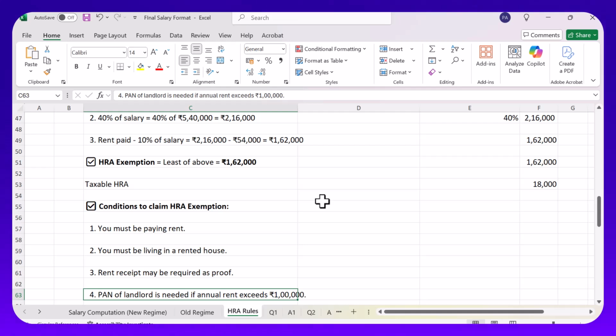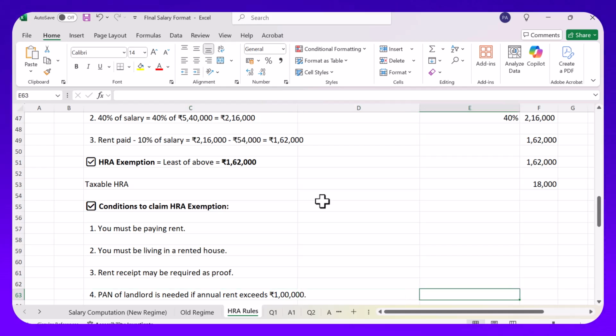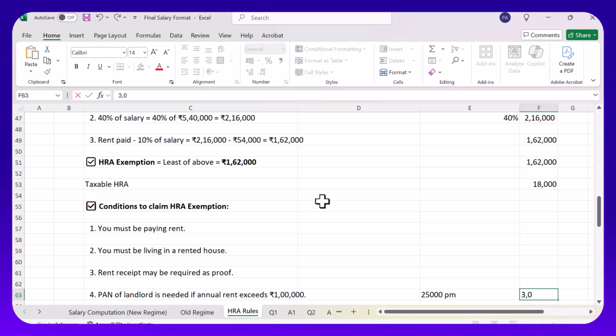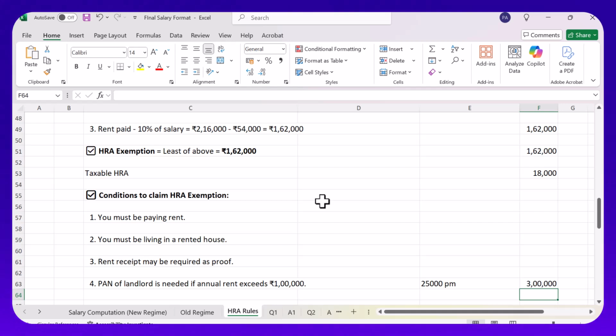Suppose you are staying in an accommodation where you are paying 25,000 rupees rent. Would you require a PAN for the landlord or not? Nidhi, I'm asking this question. Suppose you are paying 25,000 per month. Then it will come to 3 lakh rupees. The rent will be 3 lakh. So that means you have to get the PAN number of the landlord.